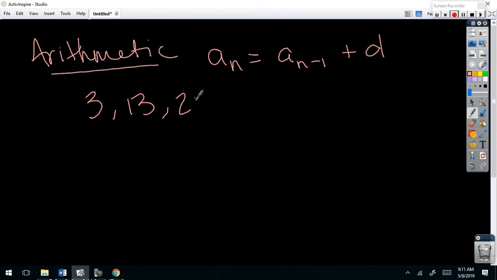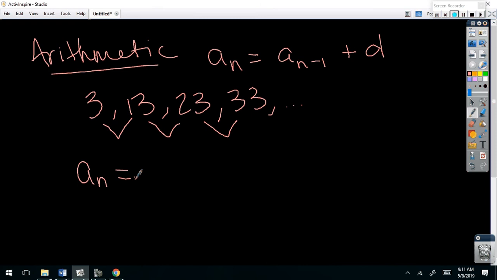All right, look. This is an arithmetic sequence. Why is it arithmetic? Because from one term to the next, you're adding 10 every single time, right? So the rule for that would be a sub n equals what?